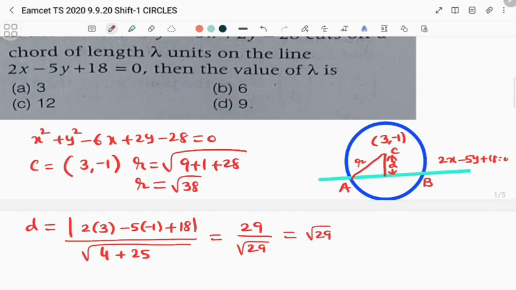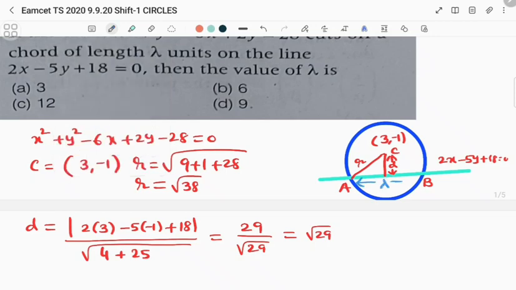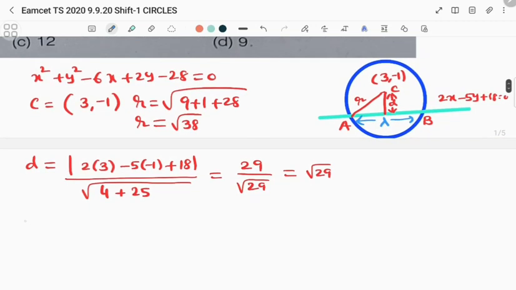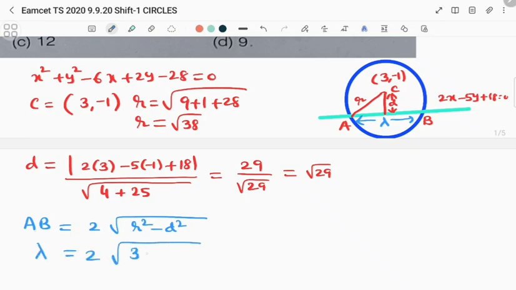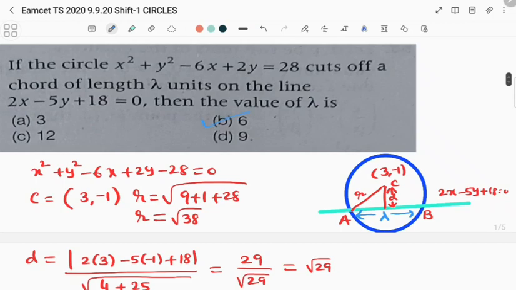After that, this length is given. Dear students, you remember that this length is equal to lambda. So what is the length of chord formula? Length of chord AB is equal to 2 times root of r square minus d square. AB is equal to lambda, that is equal to 2 root of r square, so 38 minus 29, so it is equal to 2 root 9. So 2 root 9 means what? 3, 2 3 is 6. Therefore the value of lambda is equal to 6 units, which is there in the second option.